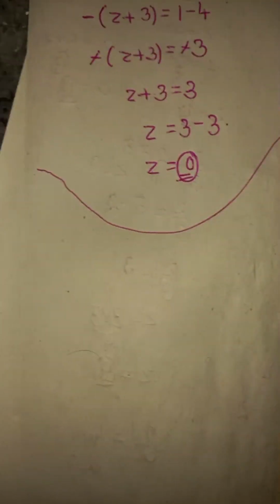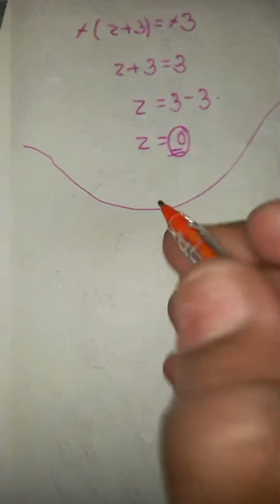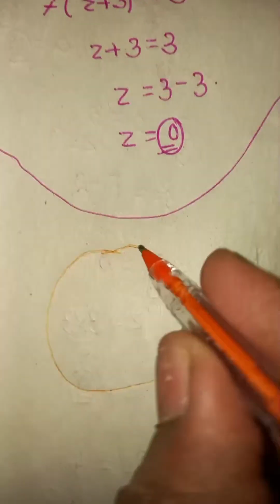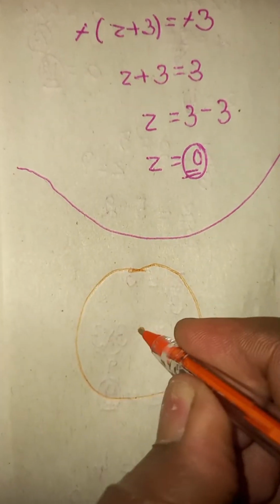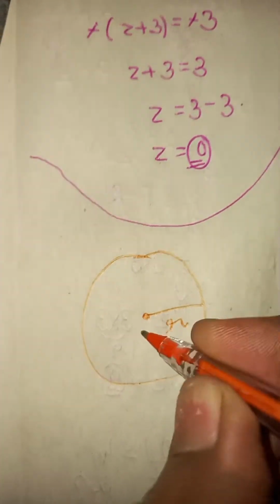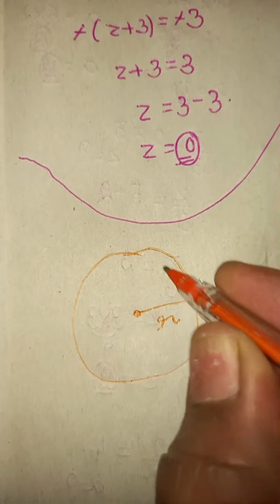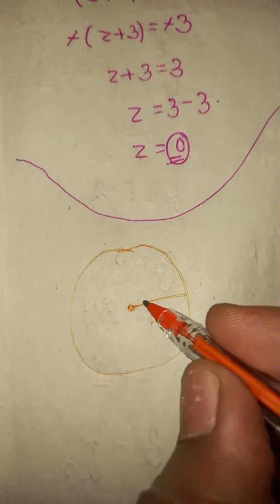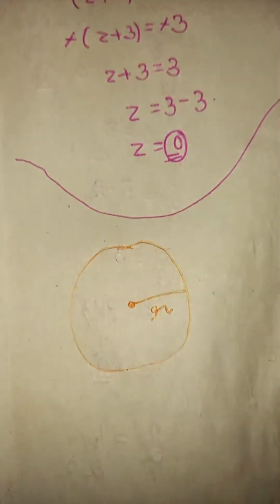If you take any circle, you're going to have it like this. In a circle, this is going to be the radius of the circle, and this is the center of the circle. All points are equidistant from the center of the circle. This is known as the radius.